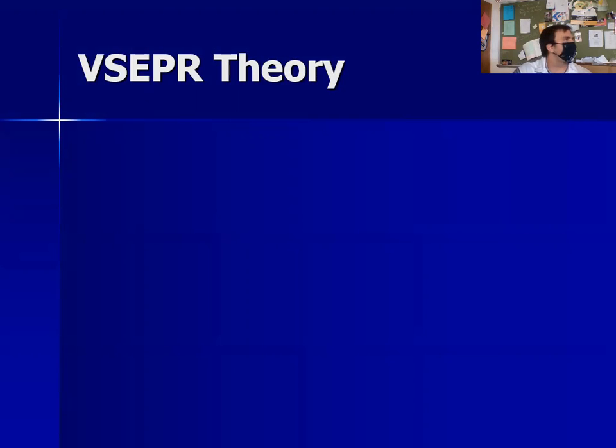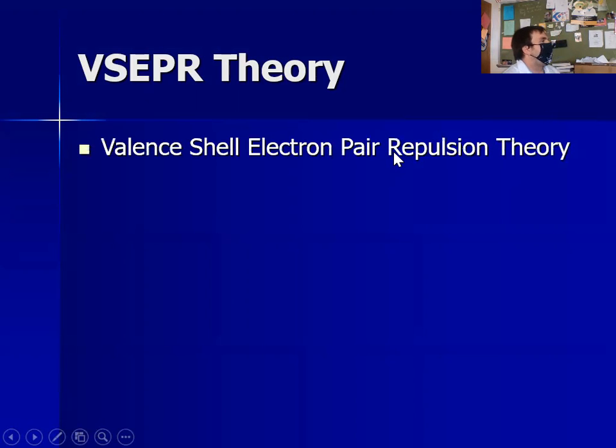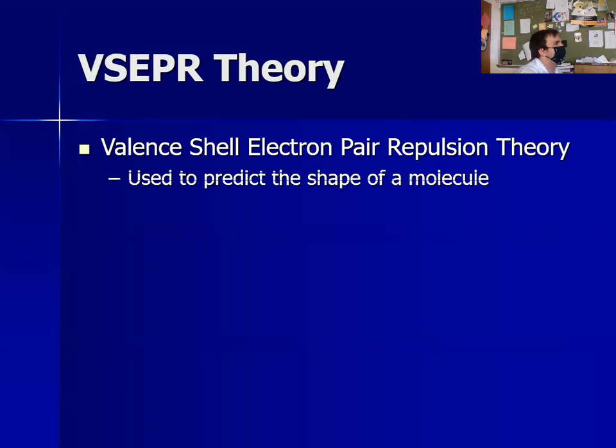This is the VSEPR theory. It's a continuation. Remember, Lewis structures are 2D, so now we're going to start turning things into 3D. The VSEPR theory stands for valence shell electron pair repulsion. It's used to predict the shape of the molecule and or the polarity.